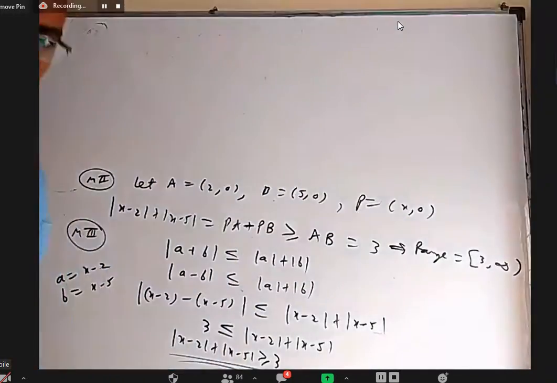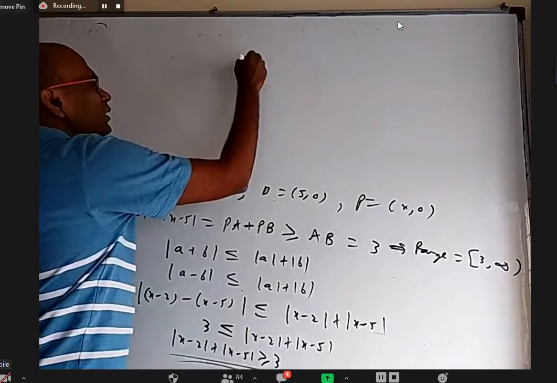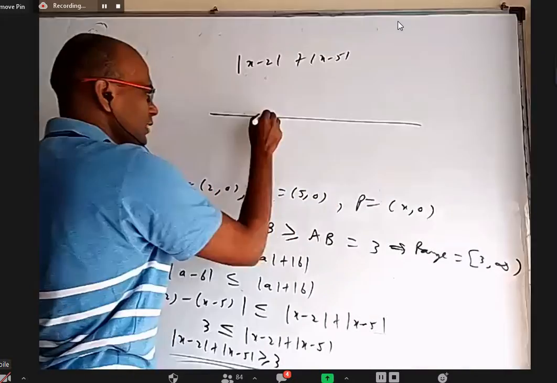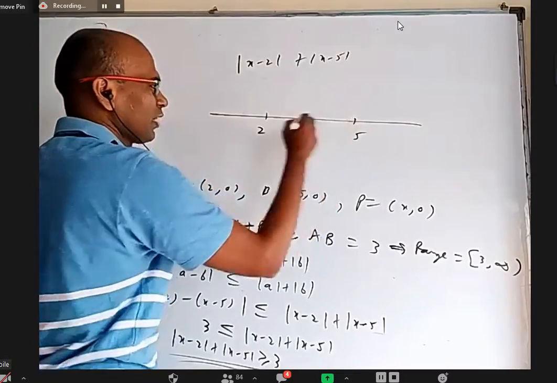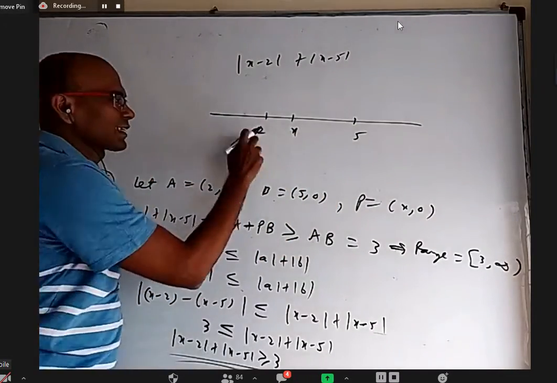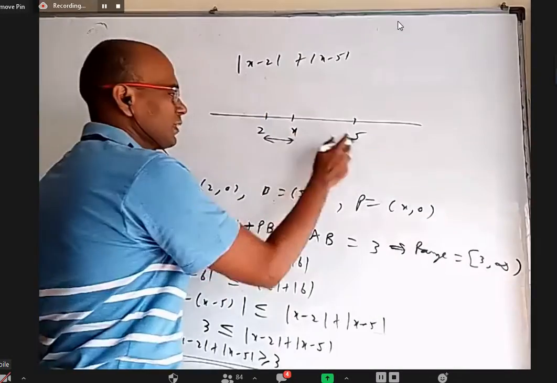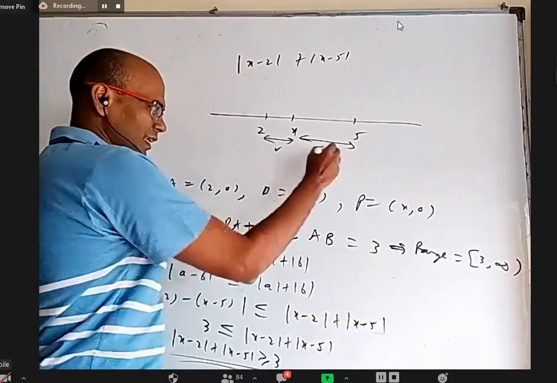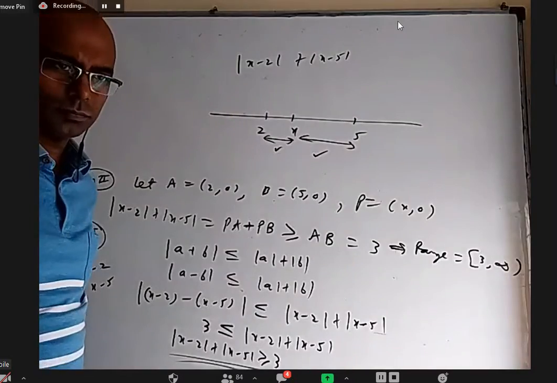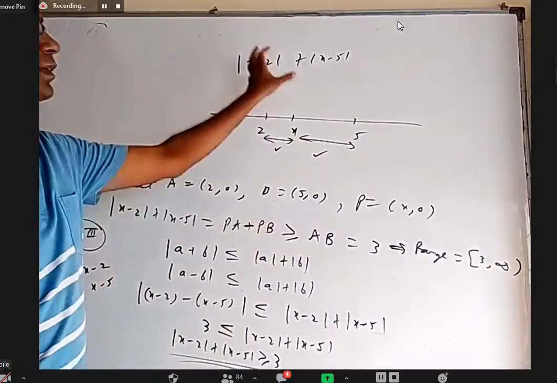Okay, you don't have to write, but earlier we discussed this question. How is mod x minus 2 plus mod x minus 5? If you take a number line with 2 and 5 and x anywhere, mod x minus 2 means the distance between x and 2, this distance. Mod x minus 5 means the distance between x and 5, this distance. When you add these two distances, obviously what will come? 3. Distance between 2 and 5, 3. So that is the minimum value.